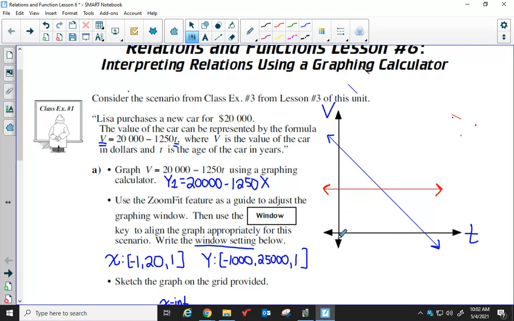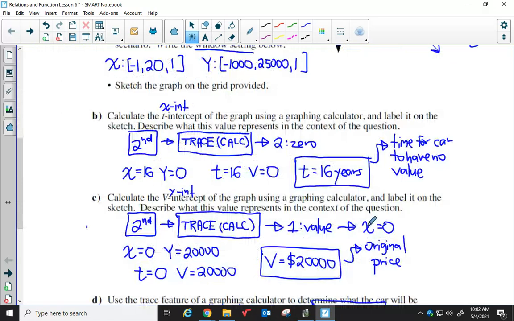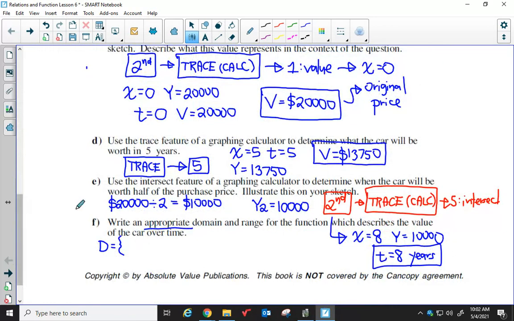So my domain is going to start at t equals 0, and it's going to end at this X-intercept, when you no longer have any value of the car. So the way I would write this is t is greater than or equal to 0, because time must be a positive number, and t is less than or equal to the time it takes for the car to have no value. So that'd be 16. And if you're in this little area from 0 to 16, time can be any real number.